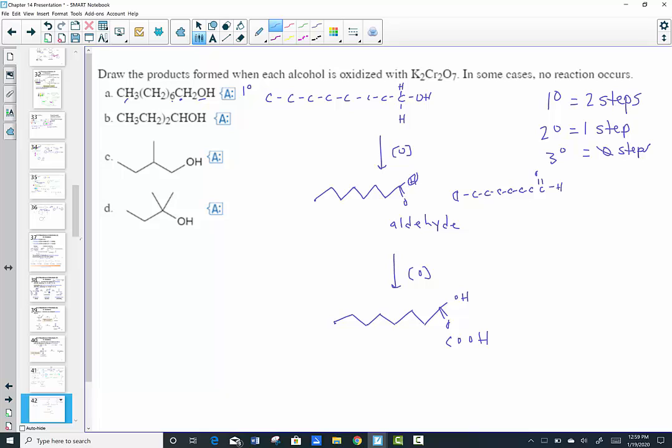Letter B. This carbon is attached to a hydrogen attached to an OH, and then it has 2 groups of ethyl. So this is the structure for letter B. This carbon attached to an H and OH and 2 groups of ethyl. So this undergoes one oxidative step. So this will be a secondary alcohol going on to form a ketone. There's 3 carbons in the longest chain, and right here becomes the ketone.